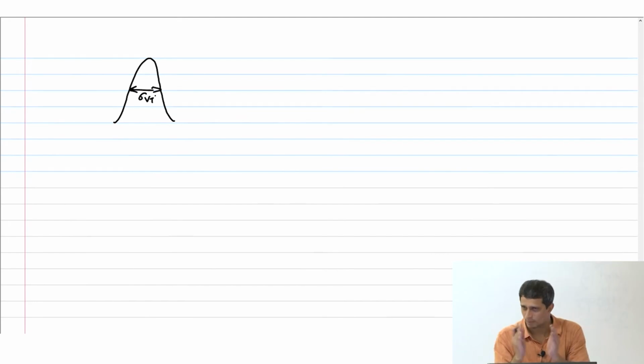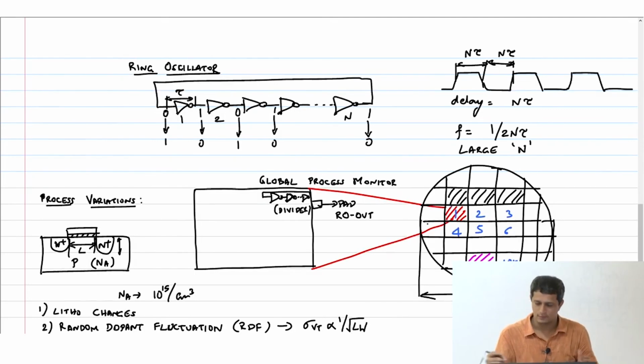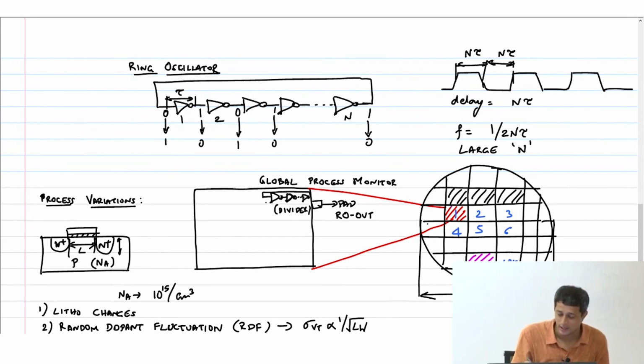So the variations come down if I have a larger device. The sources of variations are so many such factors, and therefore I could have variations between two wafers, between two dies on a wafer. Like here, chip 1 and chip 2 can have different parameters. Within the chip, I could still have variations, which means that the ring oscillator sitting at this corner will be different from the ring oscillator sitting at this corner.